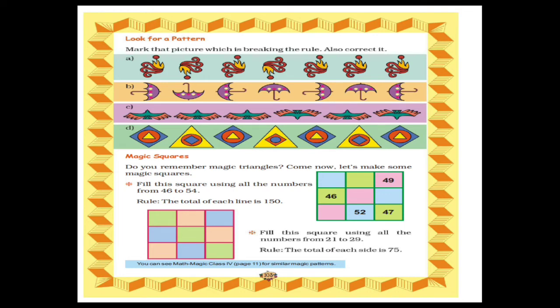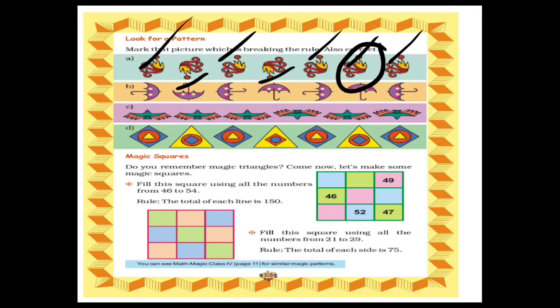Mark that picture which is breaking the rule, also correct it. Now you have to observe the pattern and mark which is breaking the rule, and you have to correct it. So look at question number A. What you can observe is that one dot is upside, then downside, then upside, then downside, then upside, then upside, then upside. So what do you think, which is the incorrect one, which is breaking the rule? This one, right? This one is breaking the rule.